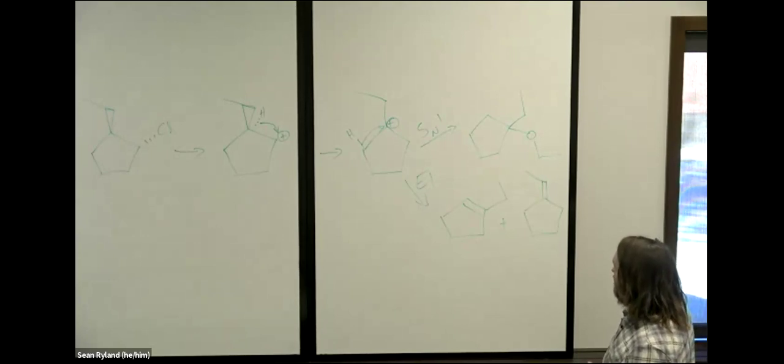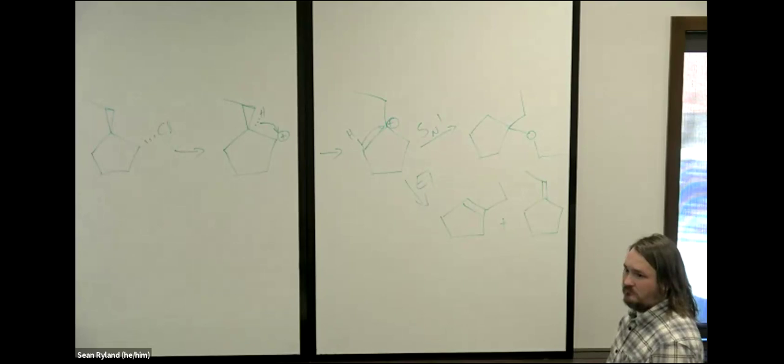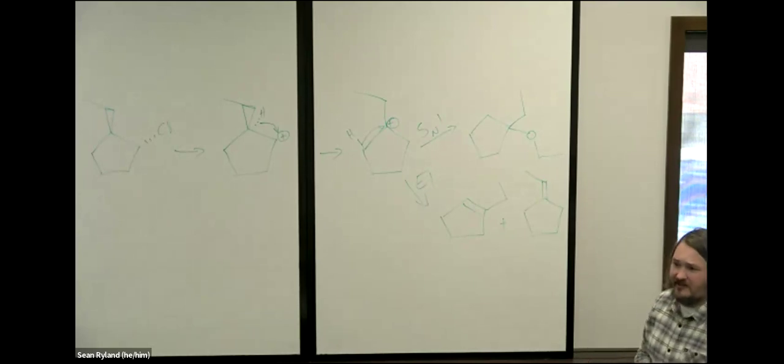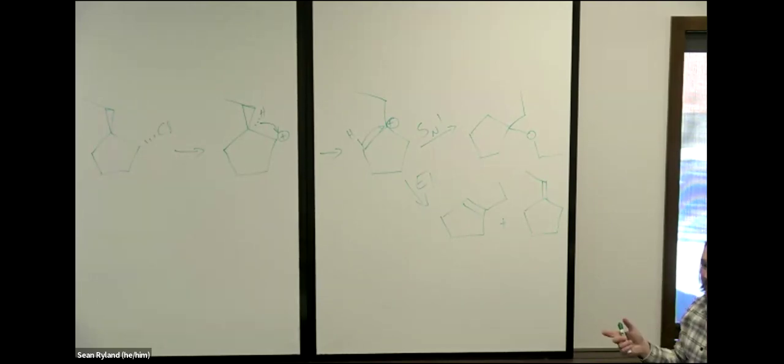Is one of those going to be favored by sterics or Zaitsev's rule? And who remembers what Zaitsev's rule was? Substitution. The more substituted carbon is favored, unless we had the big bulky group, right? Then we got the Hofmann product instead. Usually, we want the more substituted.